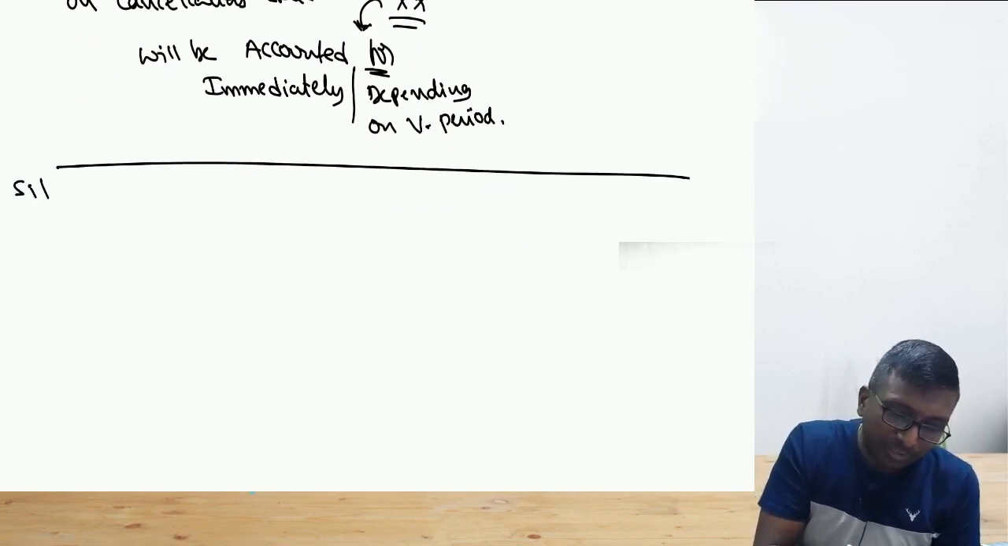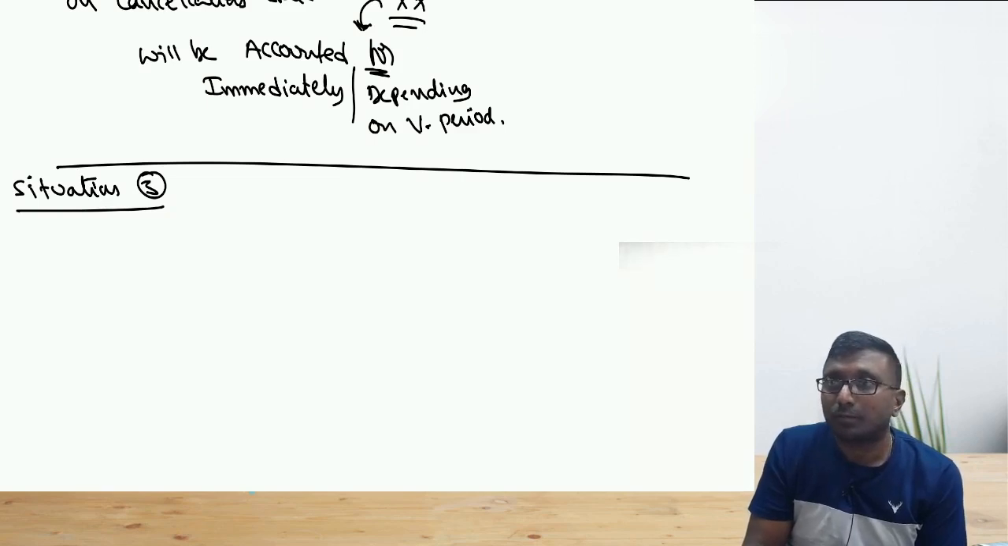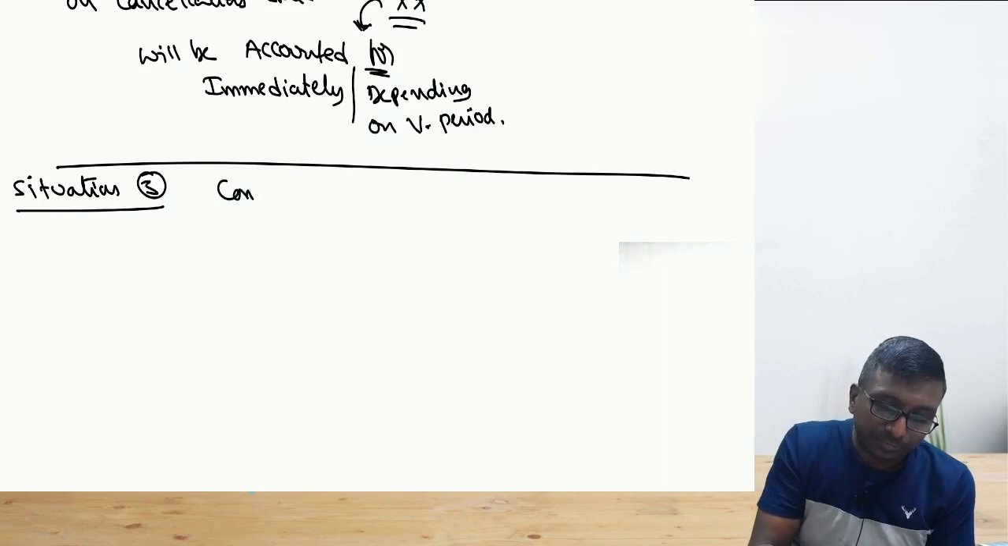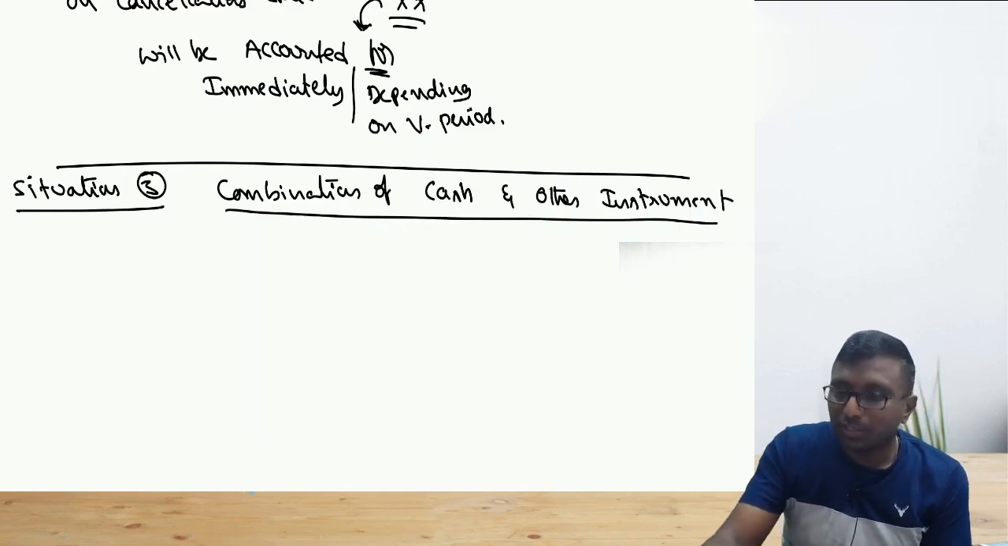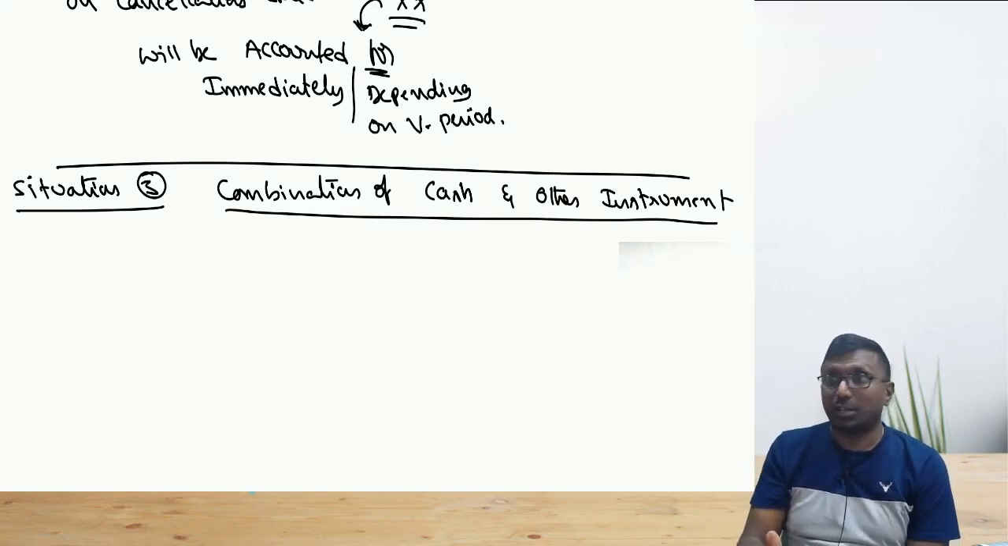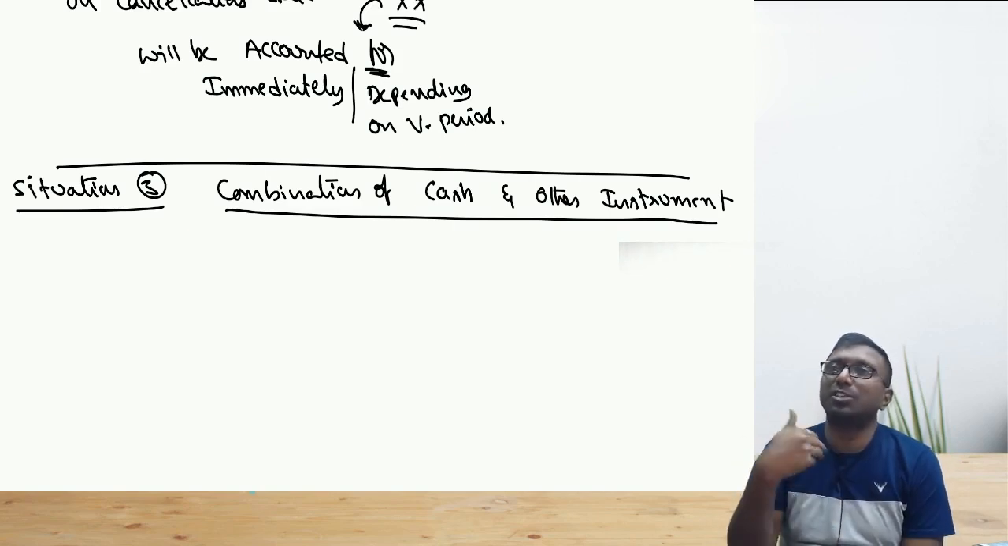Right? You write better. Situation number 3: a combination of cash and other instrument. Again, when I say other instrument, they may give a share. They may give a share itself, not SBP alone. It can be SBP, it can be a share also.